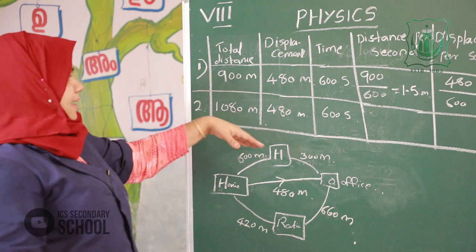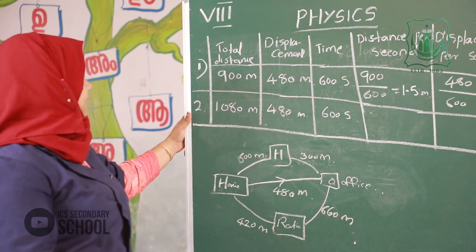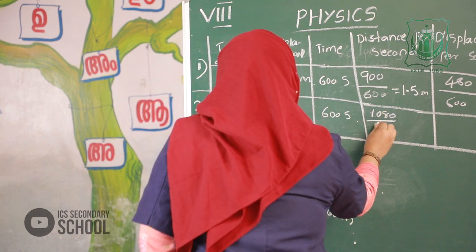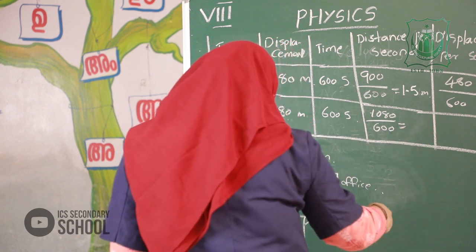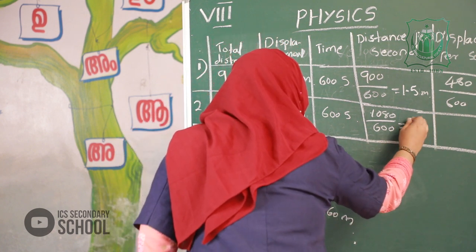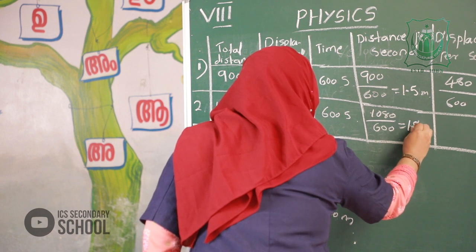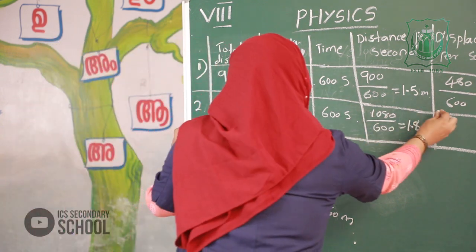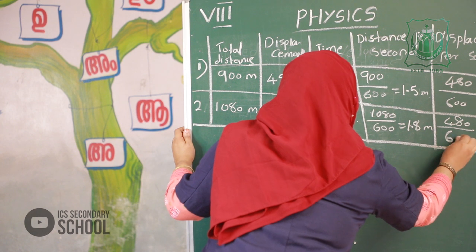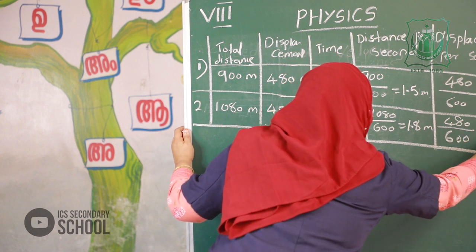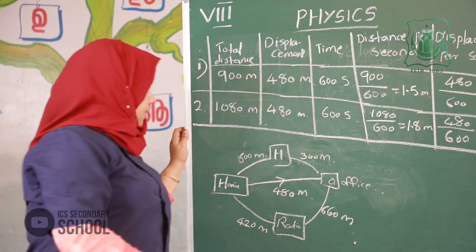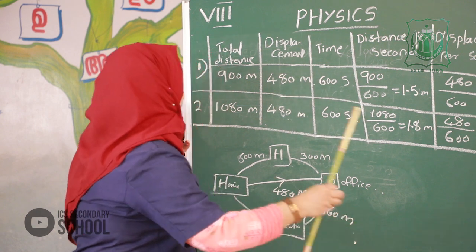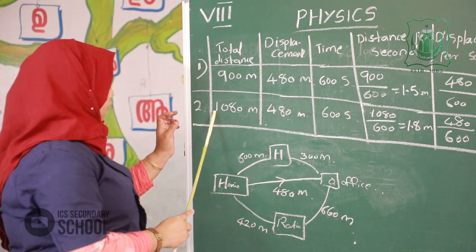Then 600 second time. What is the distance per second? 1080 divided by 600. What do you get? We will get 1.8 meter. Now what is displacement per second? Displacement 480, same, divided by 600, we get the same. Is it? Okay.